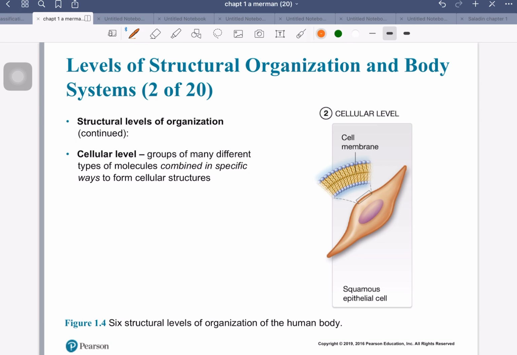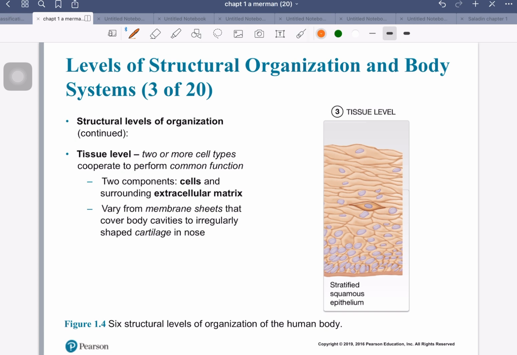Now, when we're talking about levels of organization, and this follows the general flow of this course, we're going to start off looking at chemicals. A lot of people go, oh, why are we looking at basic chemicals? Because things like carbon, hydrogen, oxygen, and nitrogen all interact to form larger molecules. And of course, we're a cellular-based individual, so we're going to start looking at cells. At the cellular level, groups of many different molecules combine in specific ways to form cellular structures. As you move up, this is really the flow we're going to follow in the first half of this semester: from chemicals to cells, to tissues.